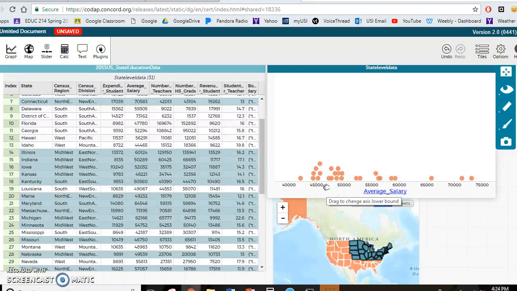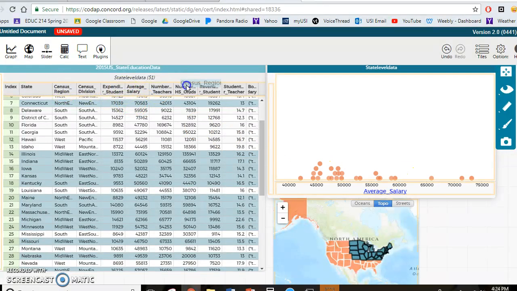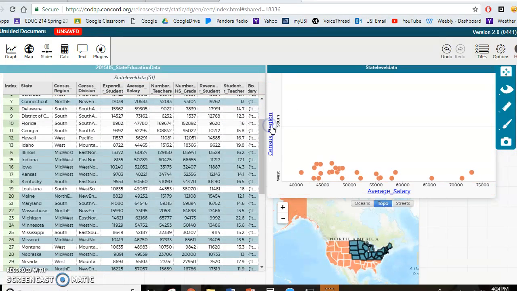Now this right here is not telling me much. It's just taking the states that are still in the data set and putting them on a salary line. So I'm going to drop region. Now we can start comparing the South versus the West. Now, at first glance, to me, the West looks better.